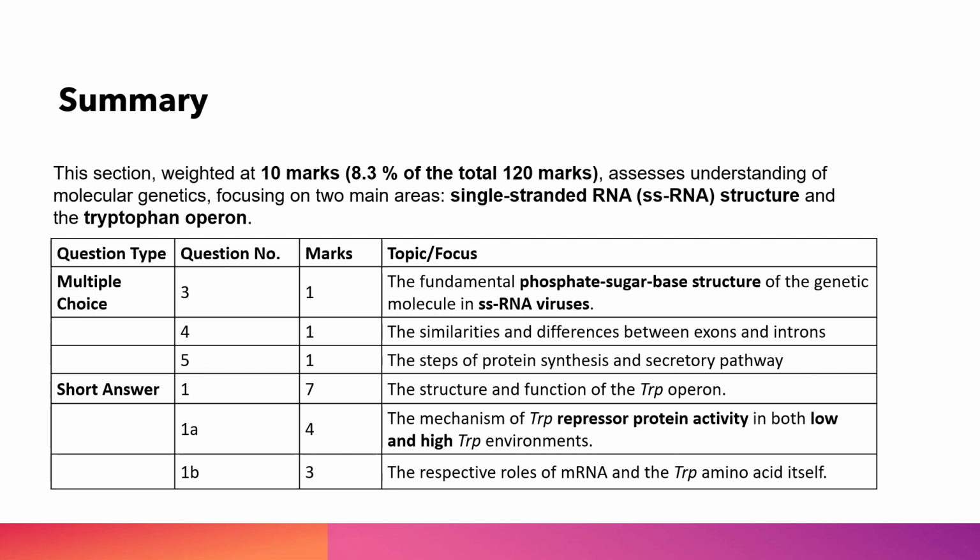Short answer question 1. The structure and function of the TRP operon. 1a. The mechanism of TRP repressor protein activity in both low and high TRP environments. 1b. The respective roles of mRNA and the TRP amino acid itself.